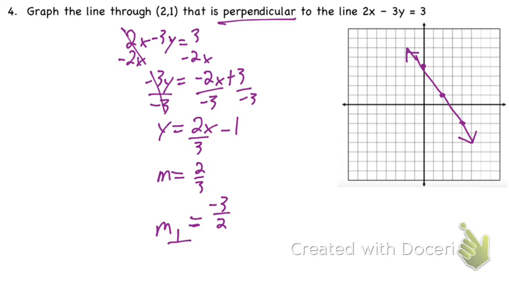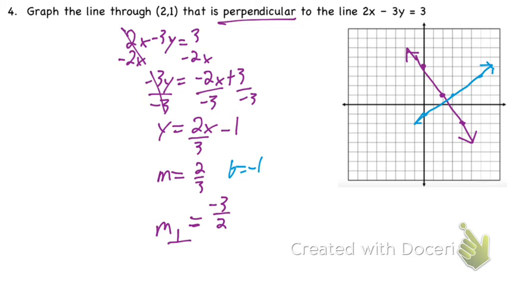As a way to make sure, if you wanted to, we could graph this original line. Y equals 2/3 x minus 1. Well, the b is negative 1. So I graph that, and then go up 2 to the right 3. And does that look to be perpendicular? Yes, I'd say so.